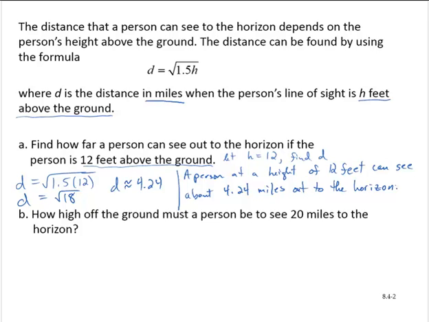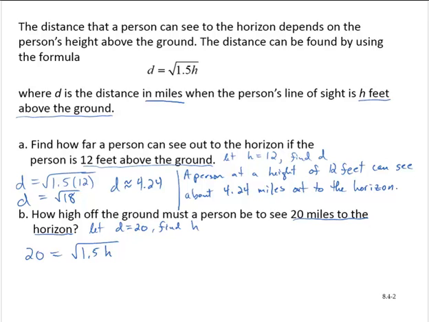Exercise B. How high off the ground must a person be to see 20 miles to the horizon? So now we're given this 20 miles to the horizon. We're told to let d equal 20 and find h. So let's make the substitution in the original equation, and we have then 20 is equal to the square root of 1.5h. So now if we want to solve for h, if we think of the order of operations on the right-hand side, we have h being multiplied by 1.5, and then we're finding the square root.